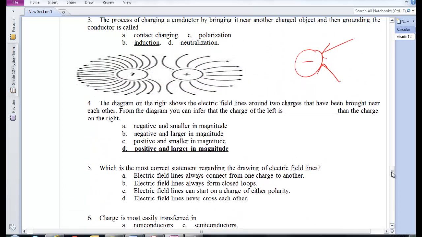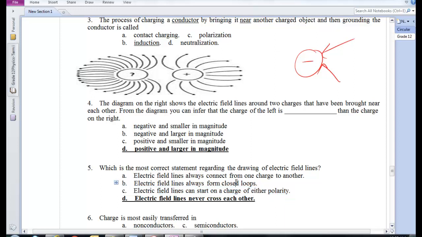And as you can see, basically D is the right answer because they never cross each other. C is wrong because they cannot start from either polarity; they end at the negative charge. It doesn't start from a negative charge.